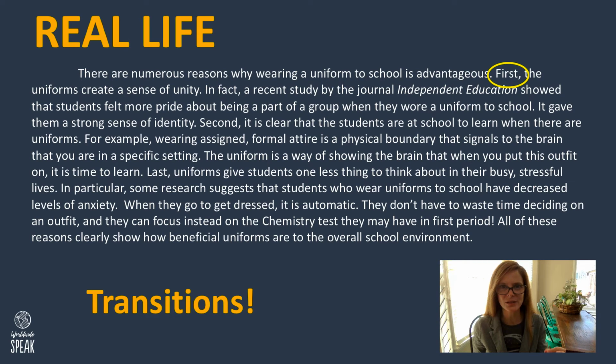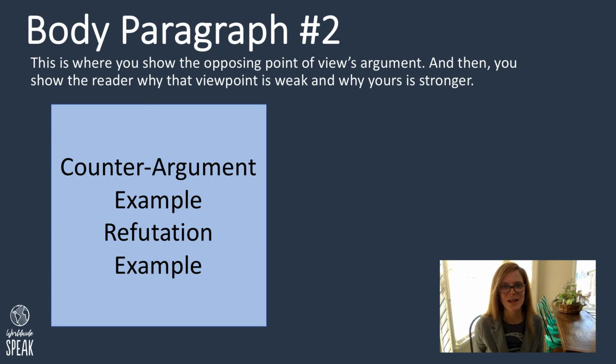So for the facts, I used first, second, and last. And then for each fact, I used a different transition to start off the specific detail or example. I used in fact, for example, and in particular. When you're starting off your examples or your details, you need to use the transition word, but make sure that you use different ones so it doesn't sound too repetitive. If you just used for example, that would be a little boring, repetitive, and you might lose the interest of your reader. Now the good stuff.